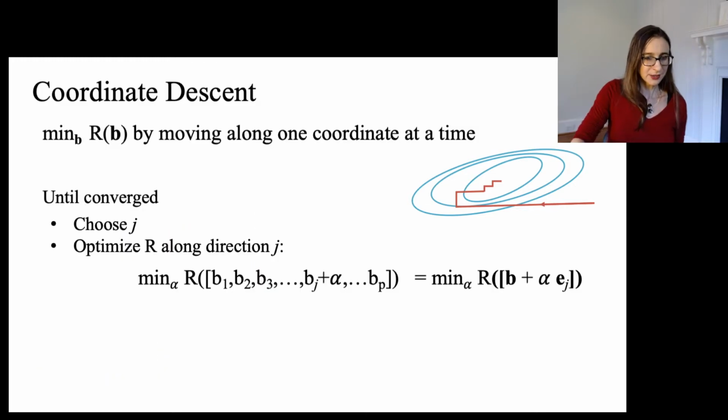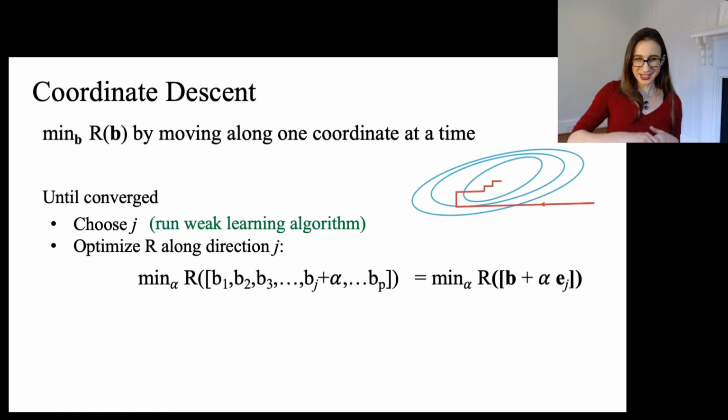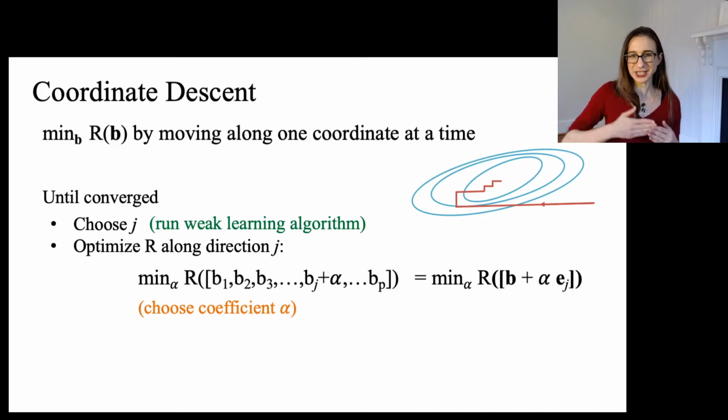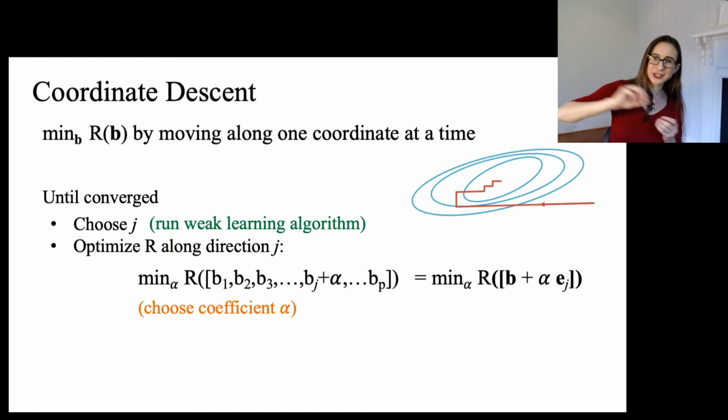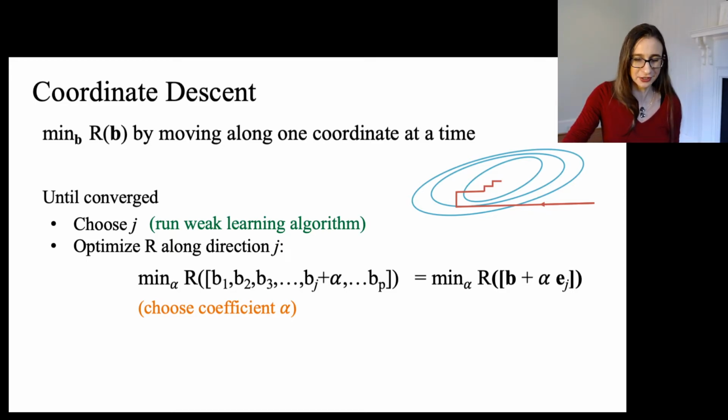Okay, so how are we then doing coordinate descent? Well, until we're converged, we're supposed to choose J, which in this case means run the weak learning algorithm. And then we optimize the function along direction J by choosing a coefficient alpha to minimize the objective, okay? So we're going to actually derive the expression for alpha as a line search in that direction in the next video.